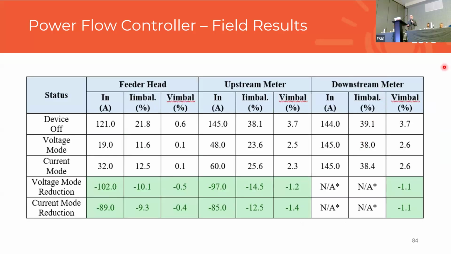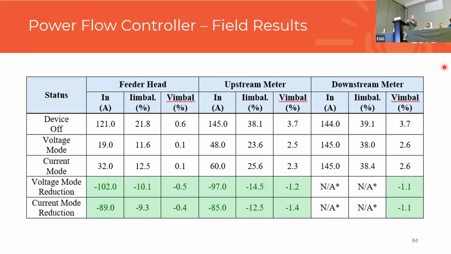And then this is what the field results showed. Without going through everything here and focusing more on the voltage mode reduction and current mode reduction, we see that in voltage mode, we resolved 102 amps at the feeder head. In current control mode, we resolved 89. Feeder imbalance was reduced by 10.1% in voltage control mode and 9.3% in current.